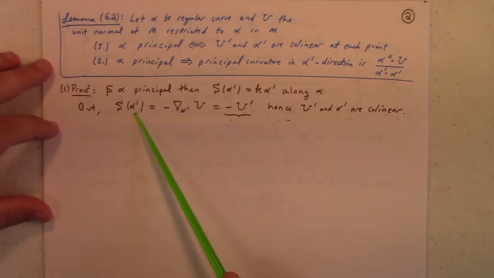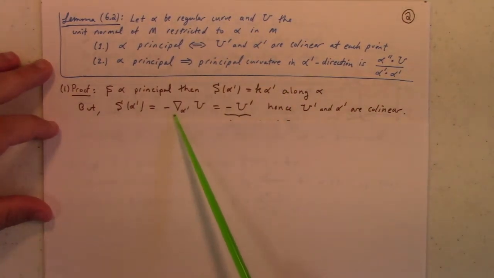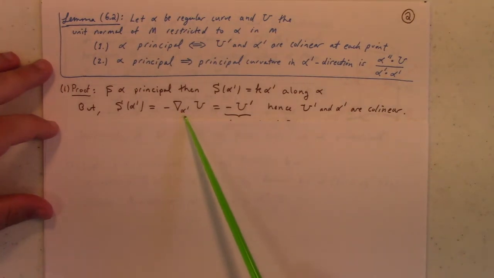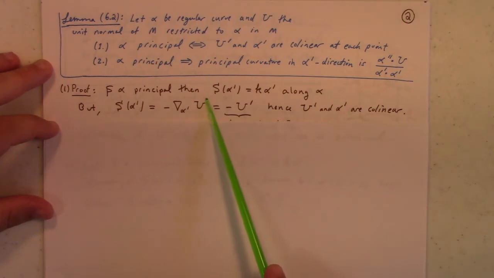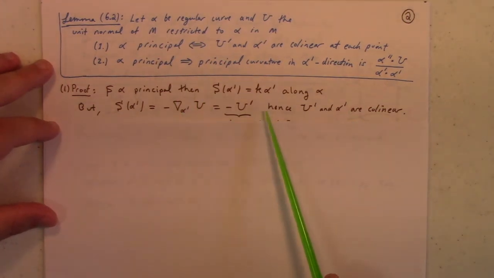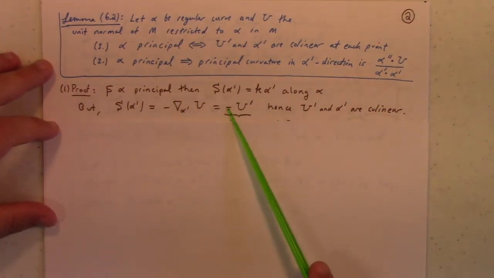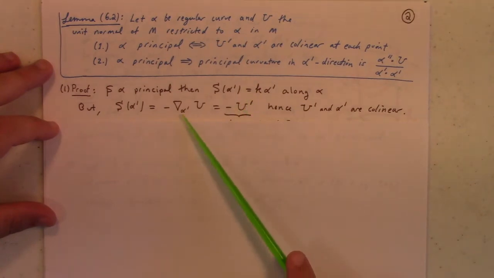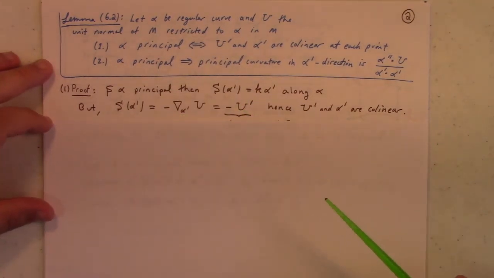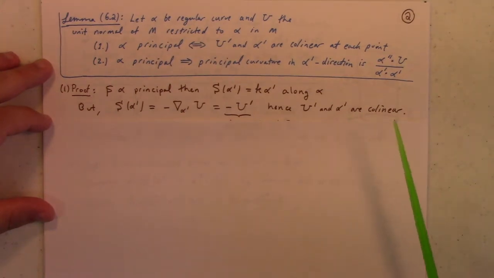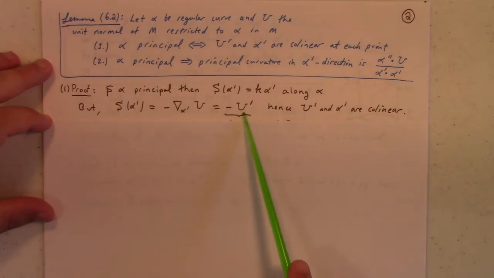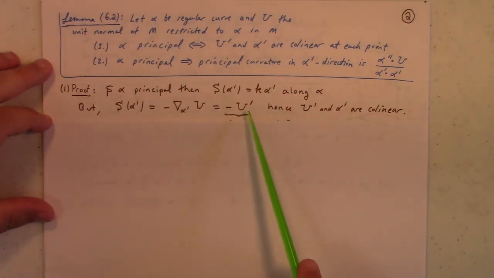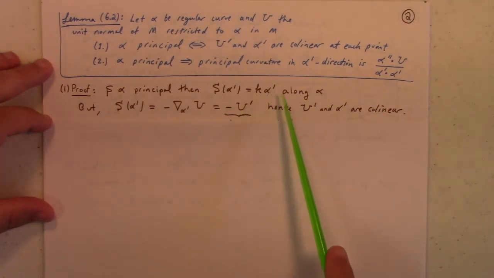So the shape operator acting on alpha prime is minus the covariant derivative in the alpha prime direction of the unit normal, but that, remember, can be calculated as the derivative of the unit normal along the vector field alpha. That was one of our characterizations of the covariant derivative. This is equal to k alpha prime, but it's also equal to minus u prime, which shows you that u prime and alpha prime are collinear.